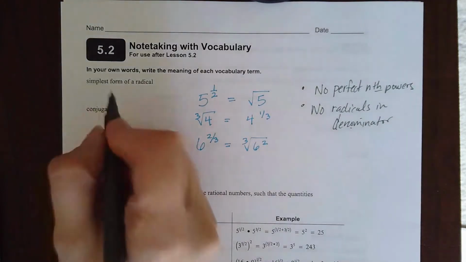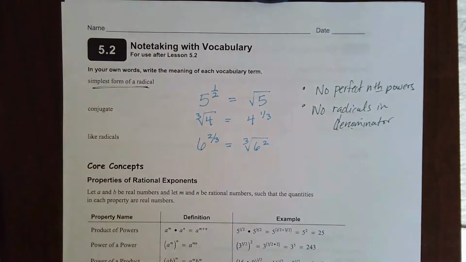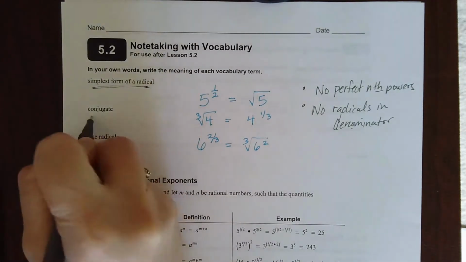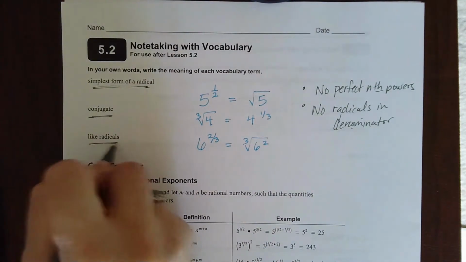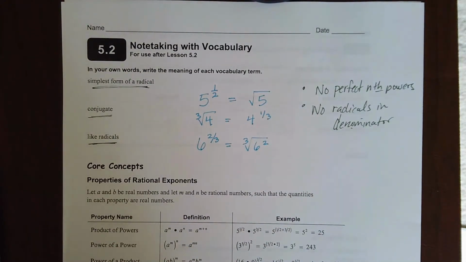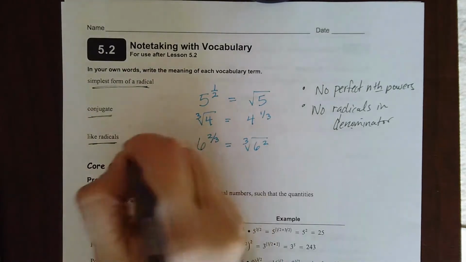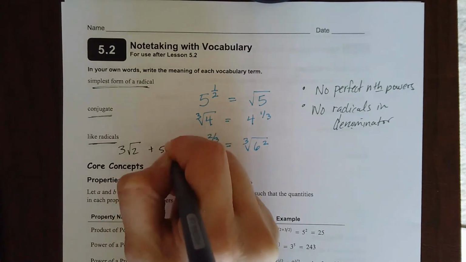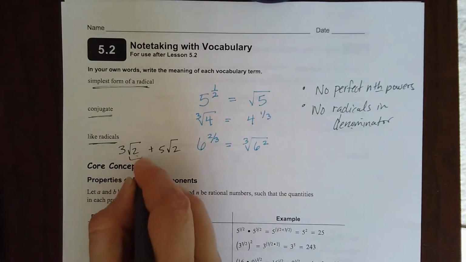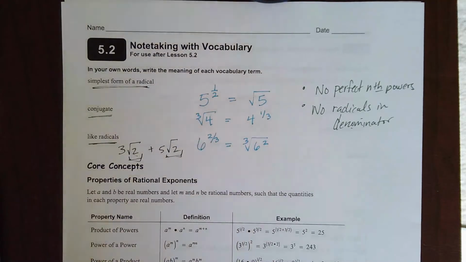All right, there are some words here. Simplest form of a radical just means that we're going to reduce it. A conjugate, I'll show you what I mean by a conjugate. When we talk about like radicals, that means two radicals that have the same radicand. So for example, 3 root 2 and 5 root 2, because these two radicals are the same, we'd consider them like radicals.